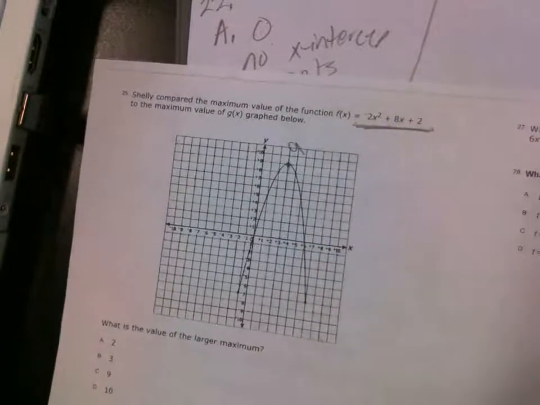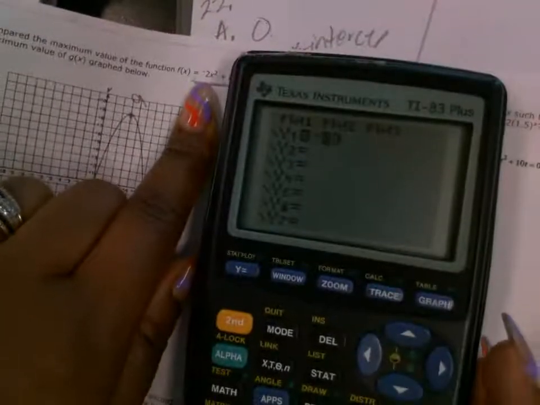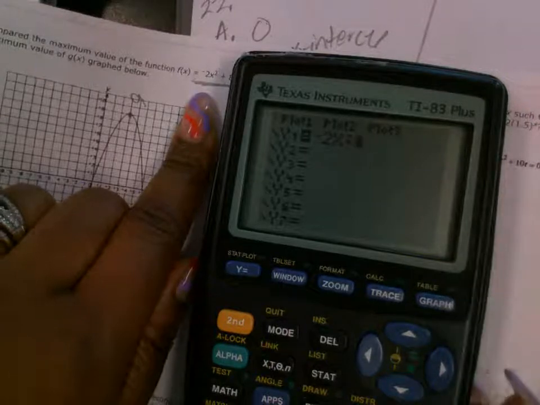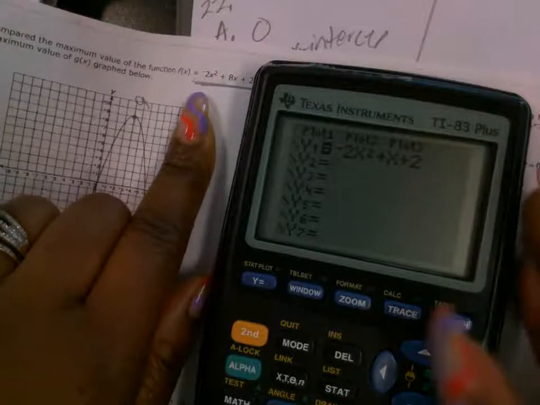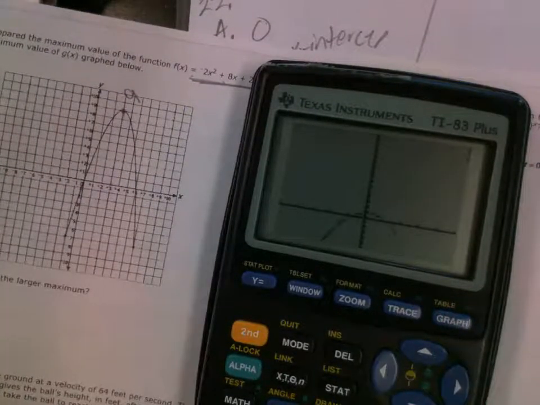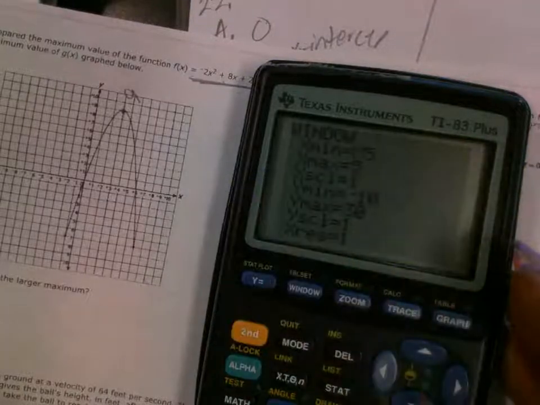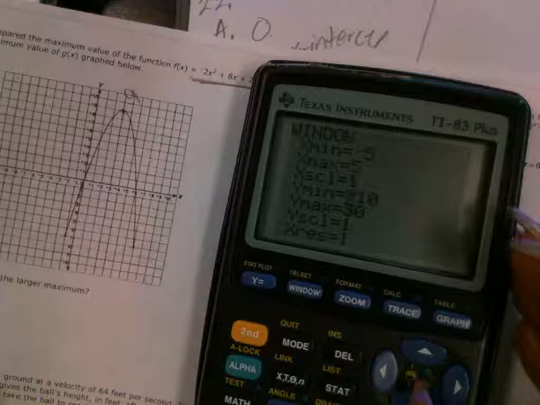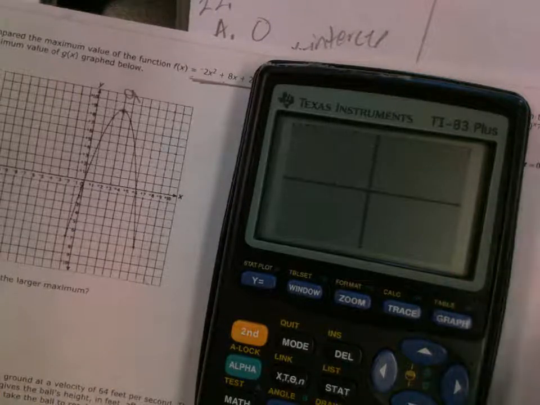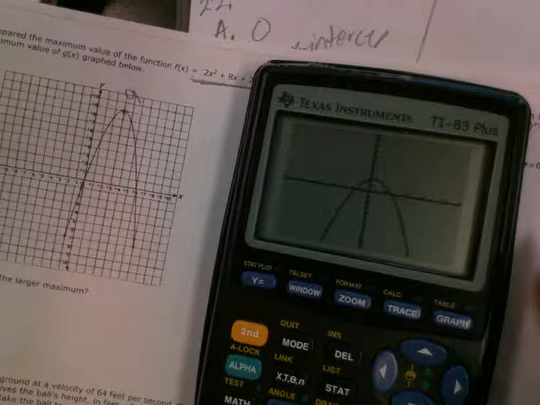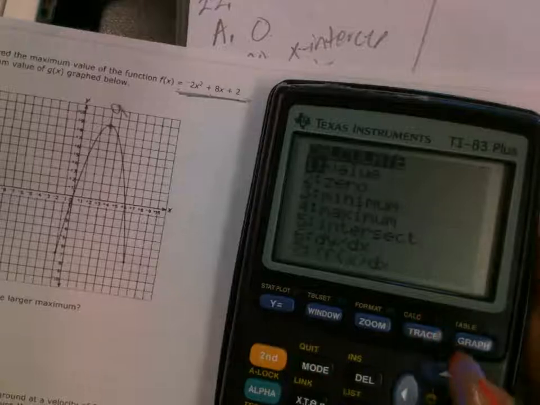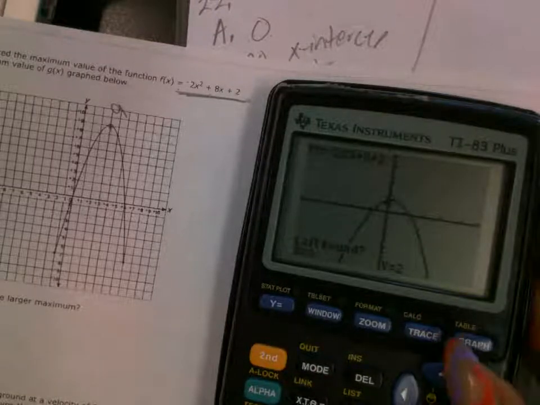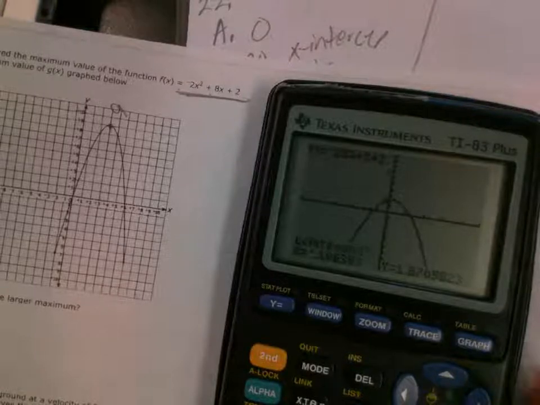So now to find this one. So y equals, clear that out and type in the equation. That is negative 2x squared plus 8x plus 2. Okay, and so now let's graph it. All right, so let's go window. That's too high. Let's set 30, so let's do 10. All right, that's a little bit better. So we need to find this maximum height here. So second trace maximum. So we're going to do this side. Then we're going to do this side.